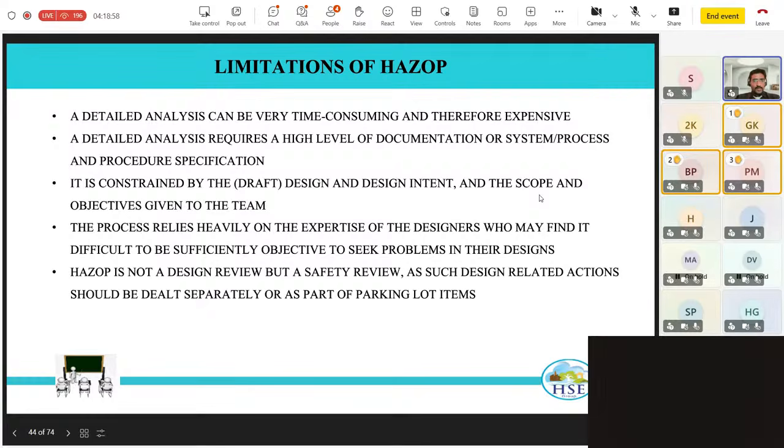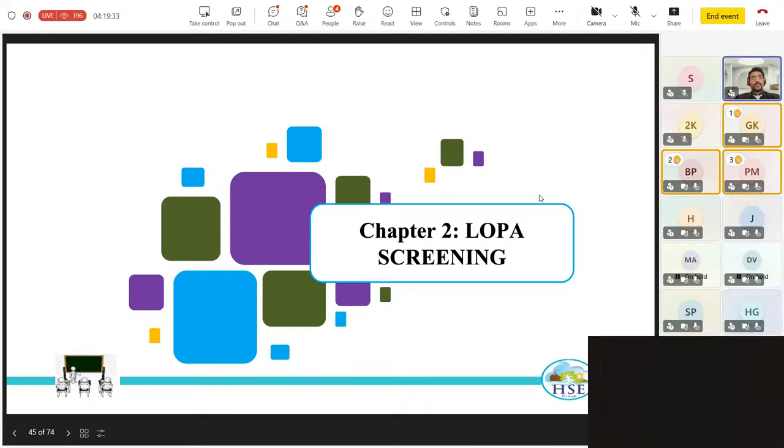So for any process people or process leads in the forum, remember that a HAZOP is an exercise of revalidation of what you've done very well, and where there are gaps, we just have to address them. So always take it to your benefit to accept any actions or recommendations, because that is complementing your design to ensure that you are holistically addressing any gaps or errors. Next, HAZOP is not a design review but a safety review. As such, design-related actions should be taken separately as part of parking lot items. Again, we've discussed this. HAZOP should not take care of design or concept. Okay, next we move on to LOPA.